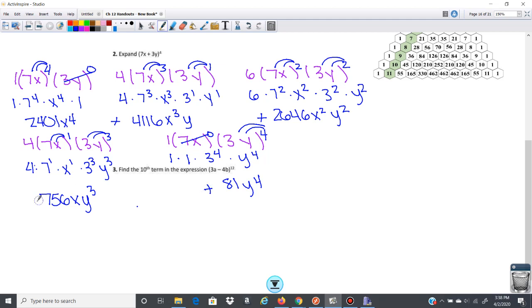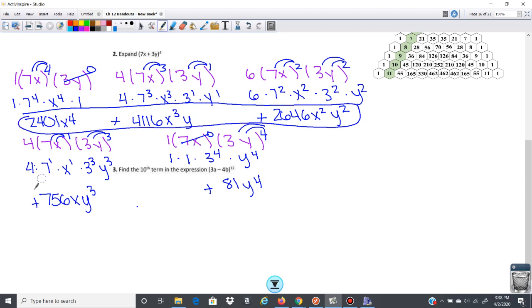All right, so our answer here is going to be 2,401 x to the 4th plus 4,106 x cubed y plus 2646 x squared y squared, and then plus 756 xy cubed plus 81 y to the 4th.